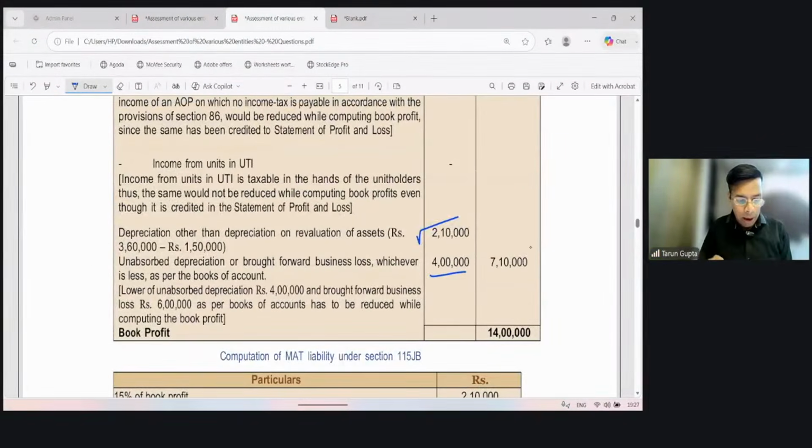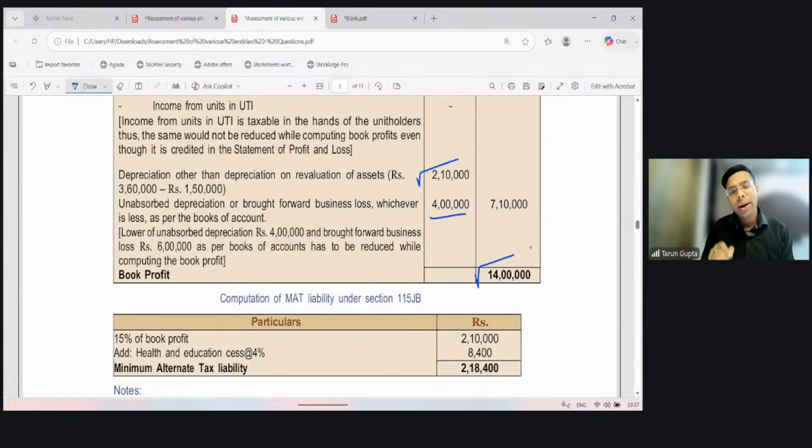Okay. So my book profit came to 14 lakh, and the MAT shall be 14 lakh into 15%. There is no surcharge. Why? Because the book profit is less than 1 crore. The surcharge is applicable only once the book profit exceeds 1 crore. So the profits are only 14 lakh. No surcharge. I will only apply the cess of 4%. The MAT liability is 2,18,400.